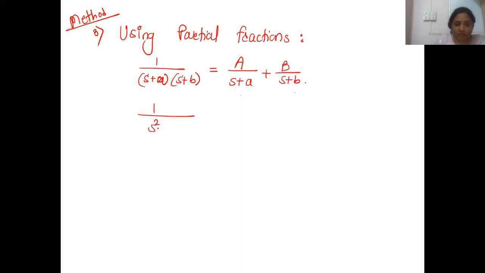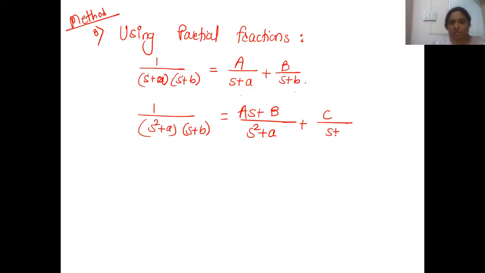If there is something like s square plus a and s plus b, one is linear and one is quadratic. How do you write it for the quadratic? If it is linear, then constants. If it is quadratic, then a linear term in s. So it is a s plus b upon s square plus a, and this is linear, so only a constant c upon s plus b. These are some rules.